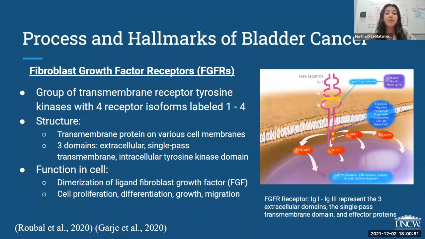The extracellular domain has 3 immunoglobulin domains that compose the binding site for the fibroblast growth factor, which is a ligand for the receptor. The single pass transmembrane domain enables transduction to the intracellular tyrosine kinase domain. The intracellular tyrosine kinase domain phosphorylates tyrosine residues, which leads to the cascade activation of receptor proteins. This ultimately leads to cell proliferation, differentiation, growth, and migration.